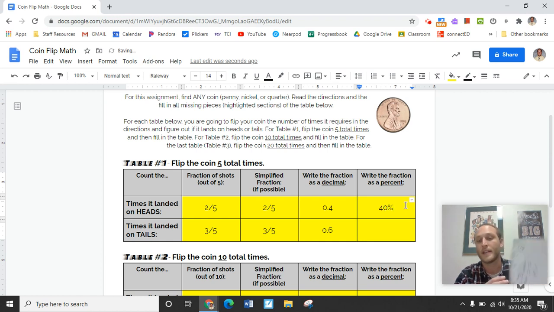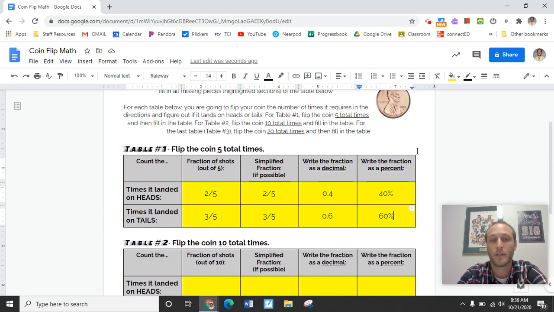40% of the time it landed on heads today, okay? And then we know that these are numbers out of 100, right? Percentages are always out of 100. So if 40% of the time it landed on heads, that means that 60% of the time it landed on tails, because those two numbers together equal 100. All right, hopefully that helps. Let me know if you have any other questions.